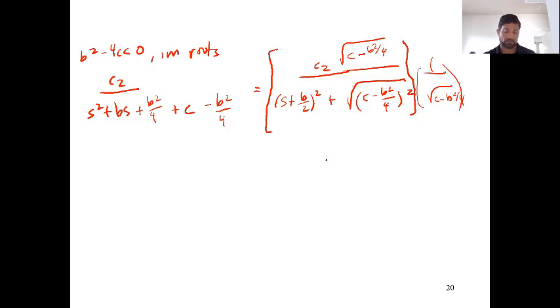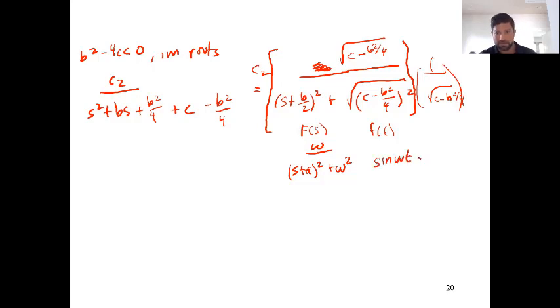And so from the table, I'll move the C2 term out of here. The table has something that looks like omega over s plus a squared plus omega squared. Again, this is the function in the Laplace domain, and the function in the time domain for this is going to look like sine omega t exp negative at. So this is the function in the Laplace domain, and this is the function in the time domain.